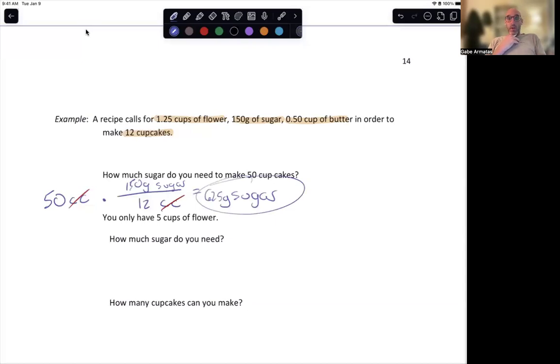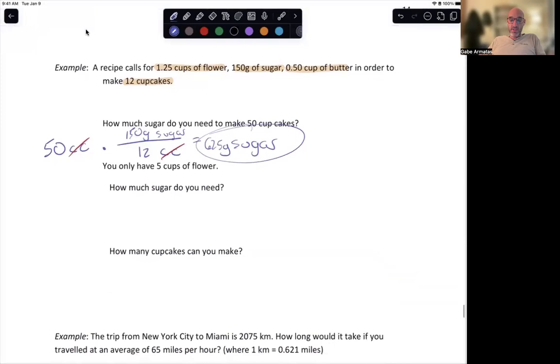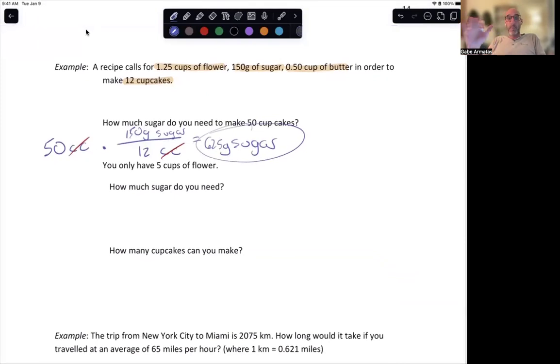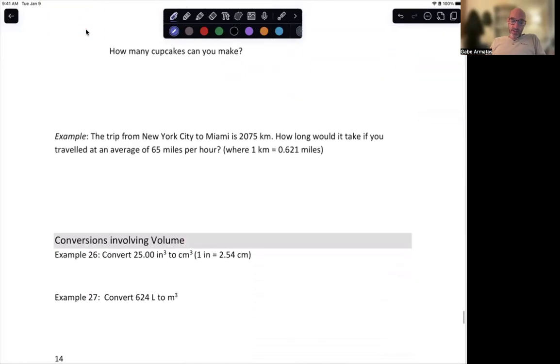Okay. All right. So with that said, what happens if you only have 5 cups of flour? How much sugar do you need? How many cupcakes does that make? So again, we can do multiple conversions. We can look at this idea of setting it up based on the units that we have. Problems like this.